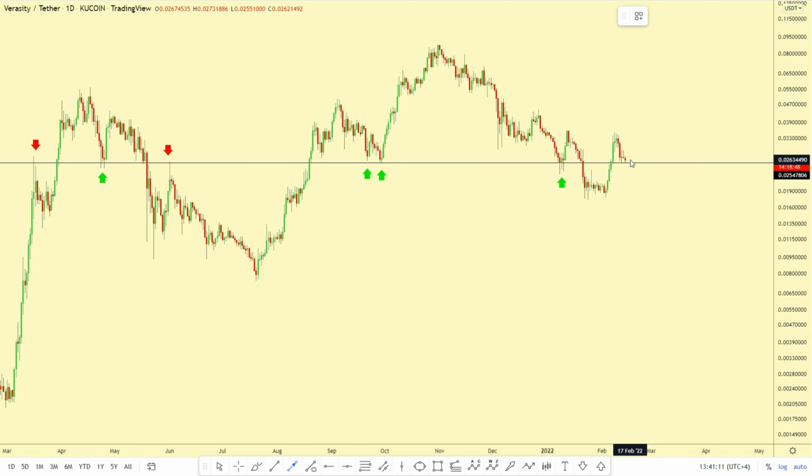So if we get rejected and we go up, it's a long. If we don't hold our ground here and fall further, it's a short. In either one of these scenarios, this will help you make a better decision if you're planning on buying Verasity or if you're already holding it.